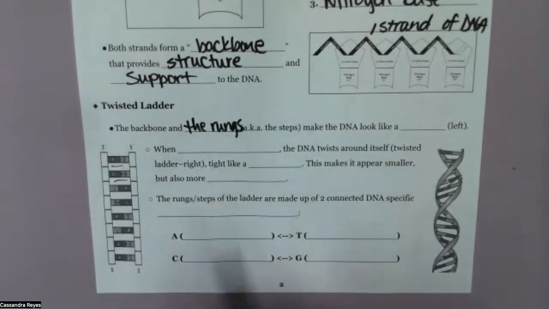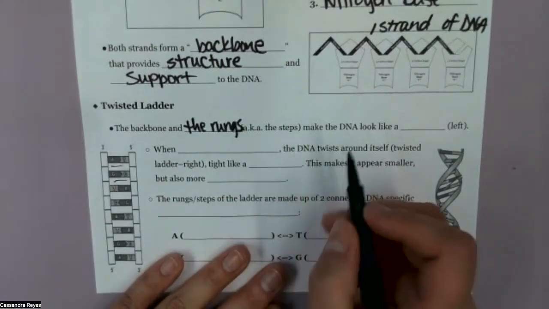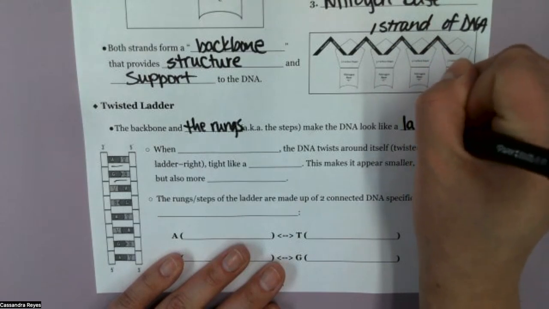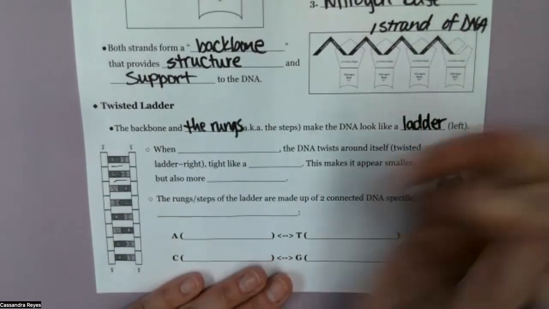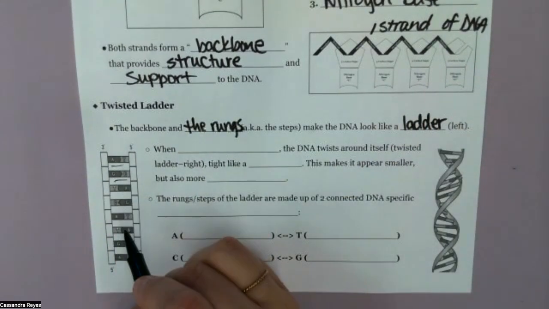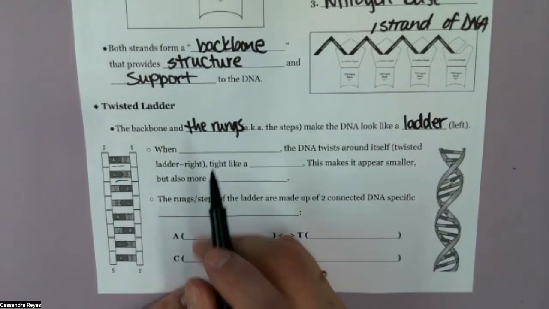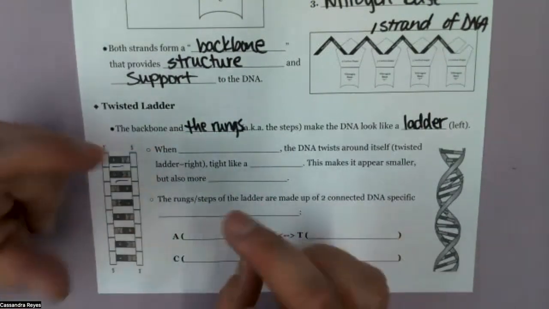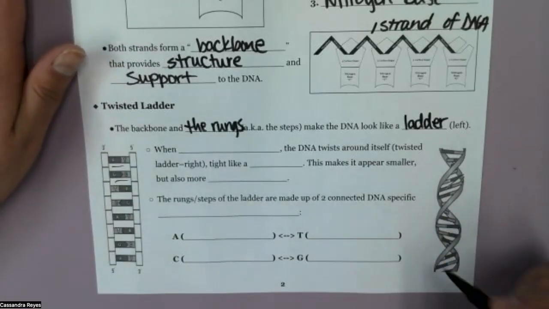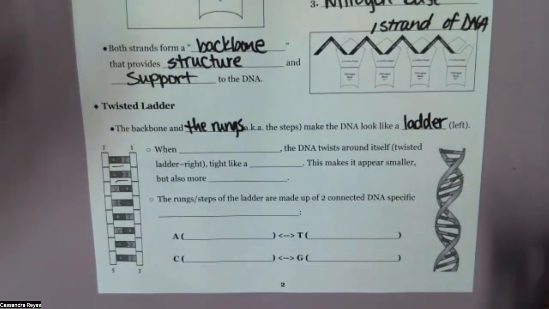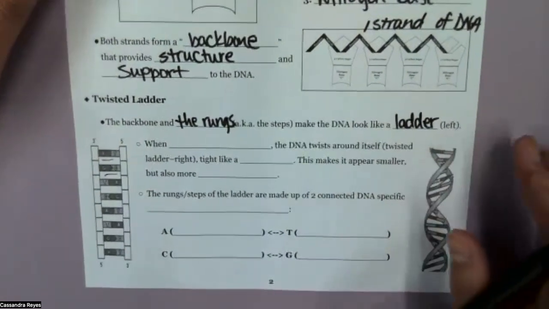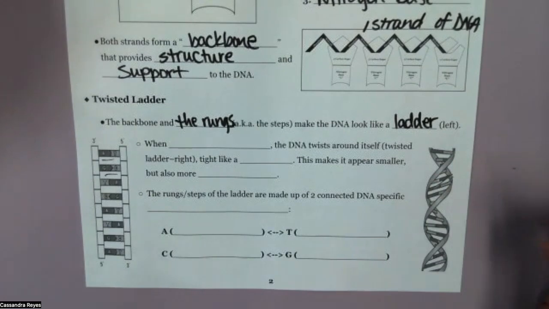So you know how you step up the ladder? The rungs are going to make the DNA look like a ladder structure. And I know all of y'all have seen a ladder or something of the sort, and that's pretty much what it looks like, right? Well, when you start to twist that ladder, it ends up looking like this curly structure here, which I don't know if you guys have ever been in a house or an apartment that has a spiral staircase, but it looks very similar.